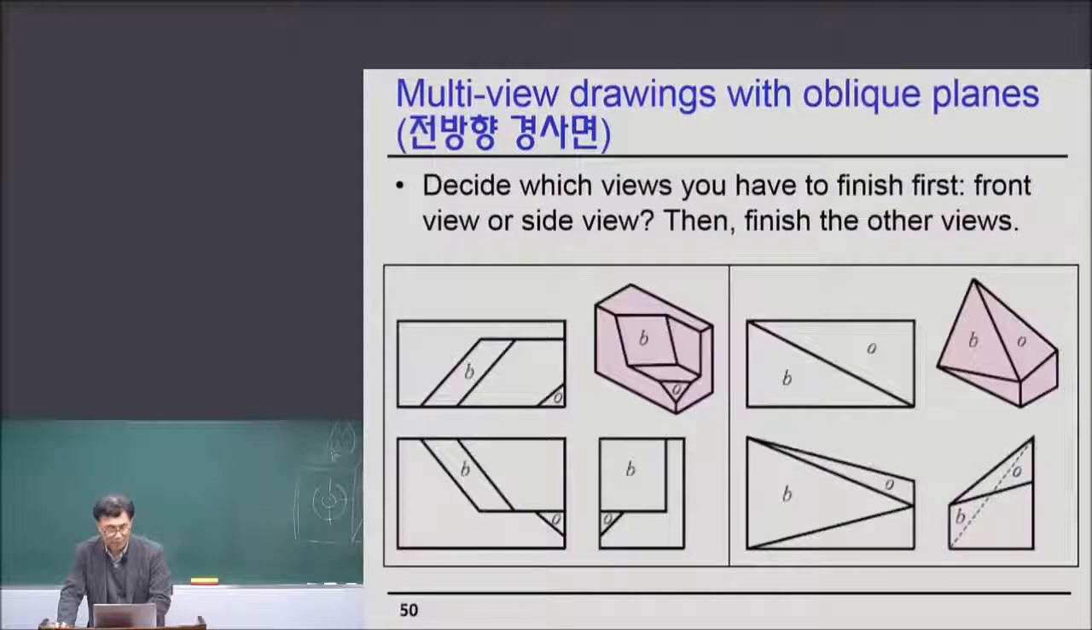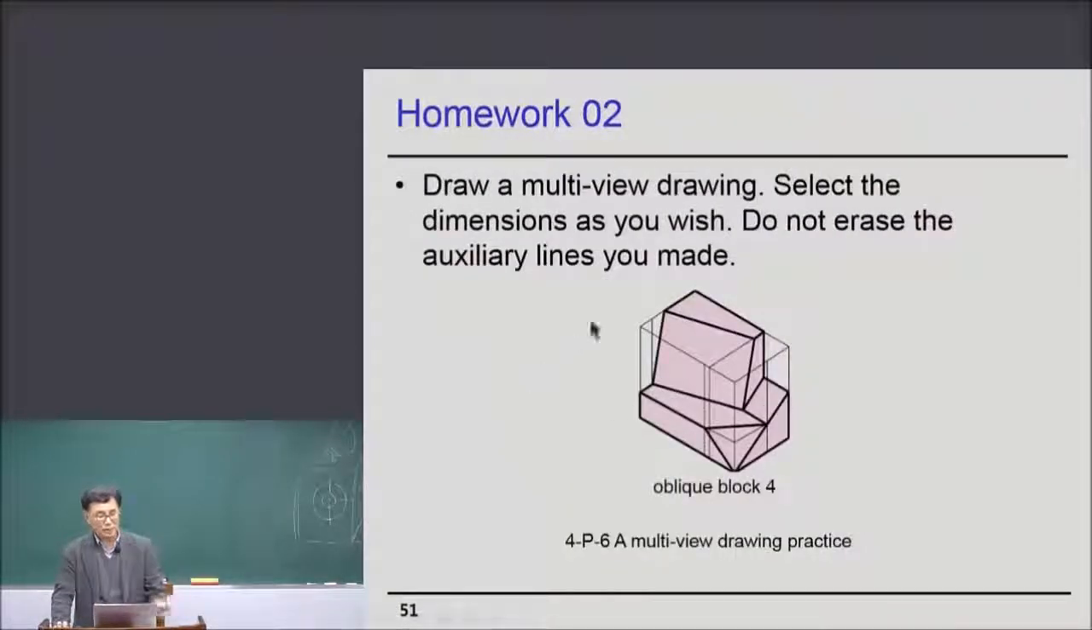All right? Okay. And this is another multi-view drawing with oblique planes. Okay? And this is an oblique plane. Then you have to finish the multi-view drawing like this. Please practice. And this is also another task you have to practice. All right? Please practice as much as possible. Don't forget that this is to learn a language, a graphic language. To learn a language fluently, you need a lot of practice, okay? Please do not learn the language by using only your eyes, all right? So, okay? So this is the second homework.